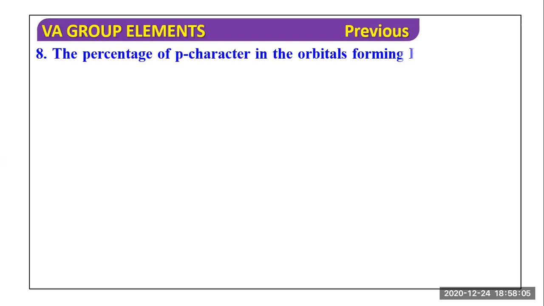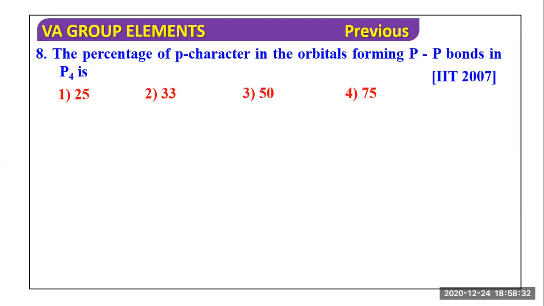Question number 8. The percentage of p character in the orbital forming the P-P bond in P4. What will be the p character? Is it s character? They can ask. So which one is the correct? 24%, 25%, 33%, 50%, or 75%?